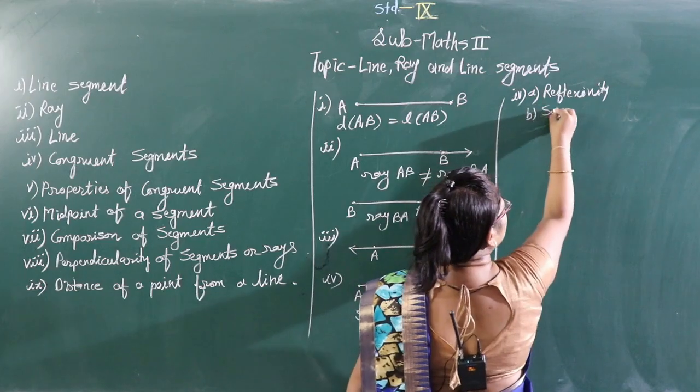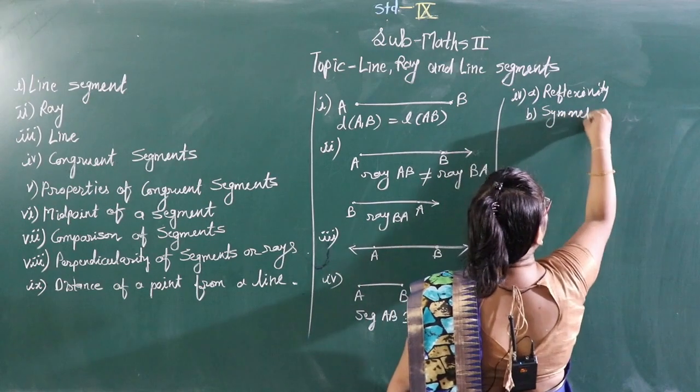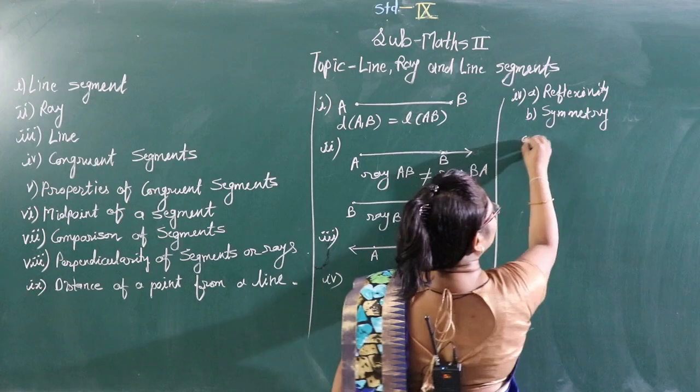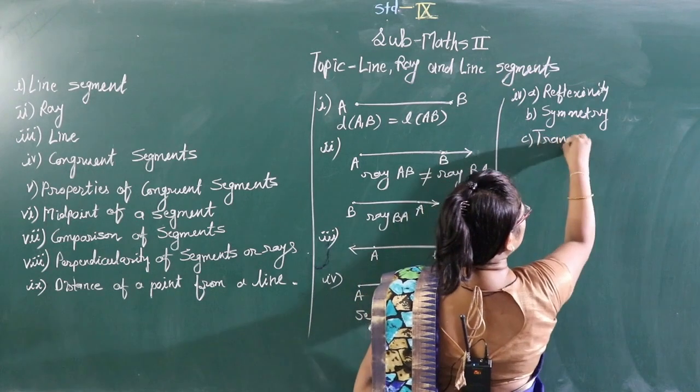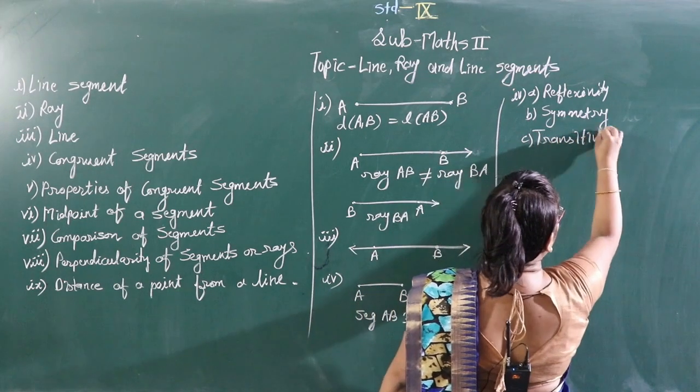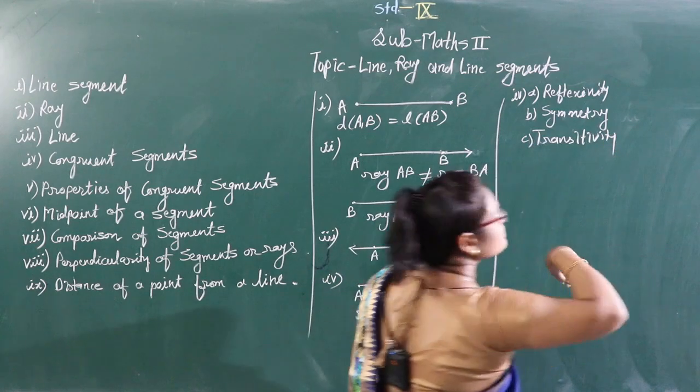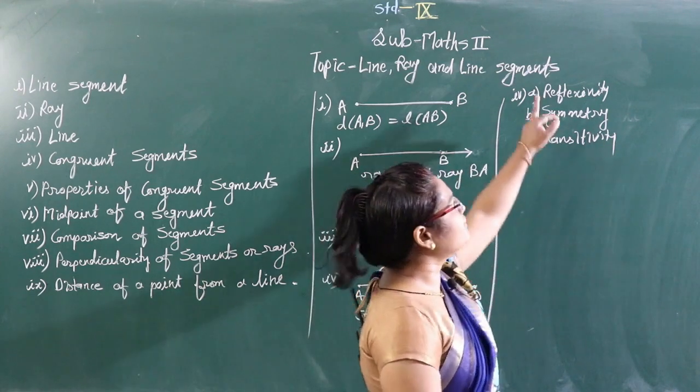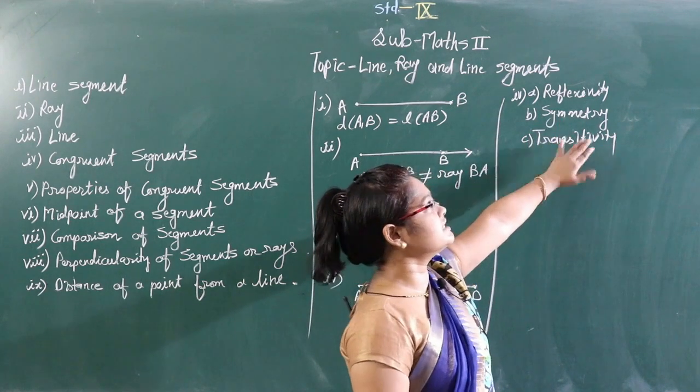The second one is symmetry and the third one is transitivity. Three properties of congruent segments are reflexivity, symmetry and transitivity.